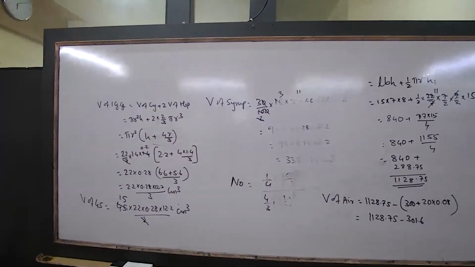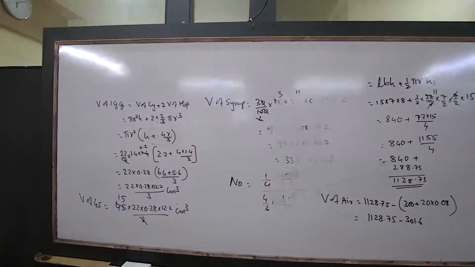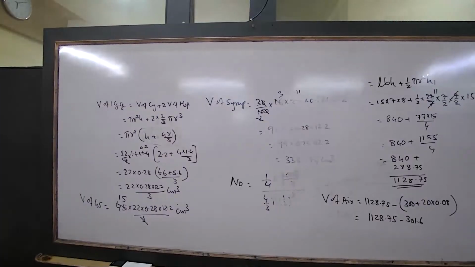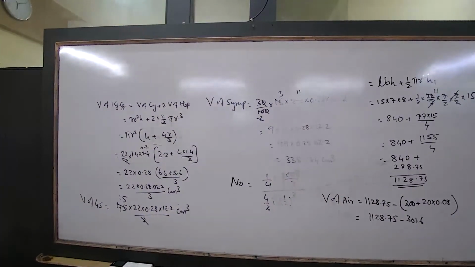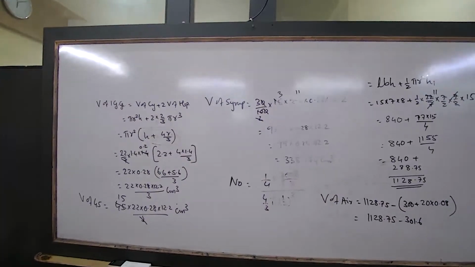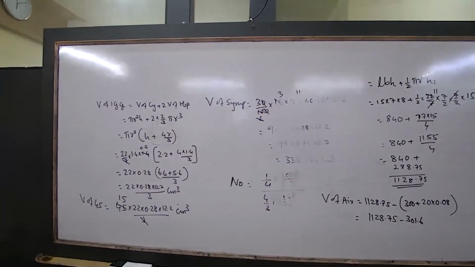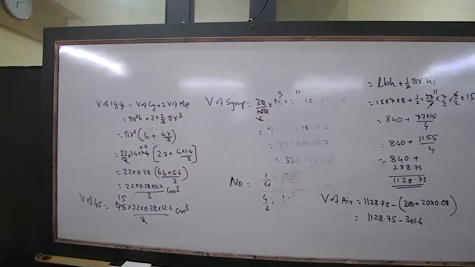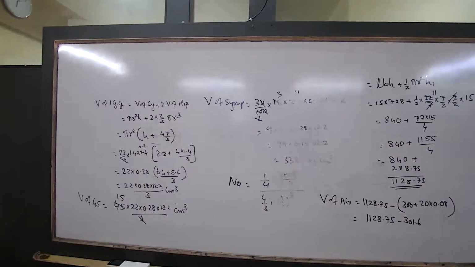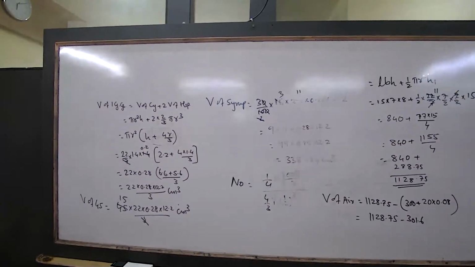Now, the first statement you can write. Time taken is equal to the volume of the tank divided by the volume of water transferred in 1 hour.